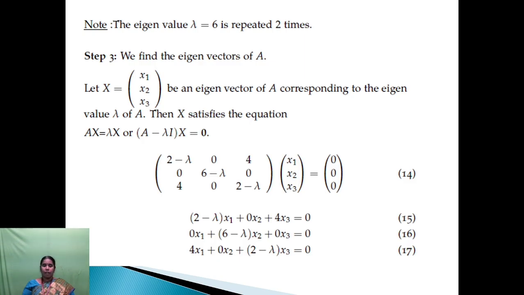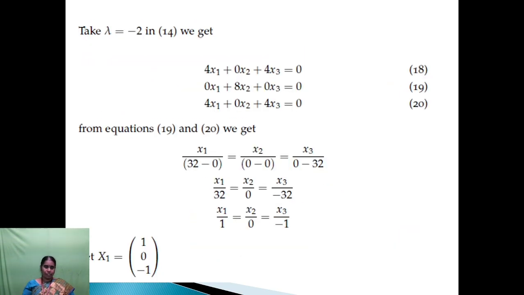Okay. On substituting the first case, lambda equal to minus 2, our equations 15, 16 and 17 reduce to 18, 19 and 20, in which there are 3 equations and 3 unknowns. So, we can find the answer. On solving any 2 equations, we get the answer as 1, 0, minus 1.